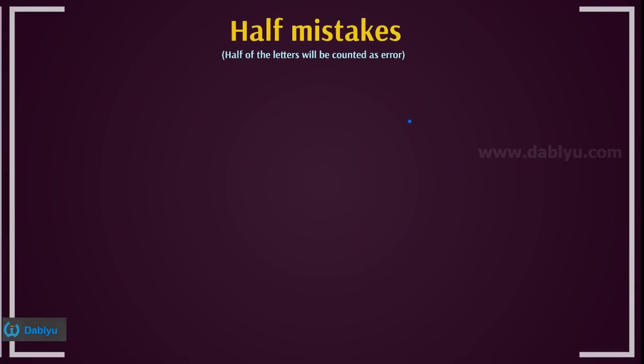So first, what is half mistake? Again, for example, let's take the word Constitution. Constitution has 12 letters, right? So if it is considered as a half mistake under some other cases, then the half mistake will be half of that 12 letters, that is 6 letters. The error will be 6 letters there. So only if half of the letters will be counted as error, that is half mistake. Is it clear? So now let's see under which cases will SSC consider them as half mistakes.